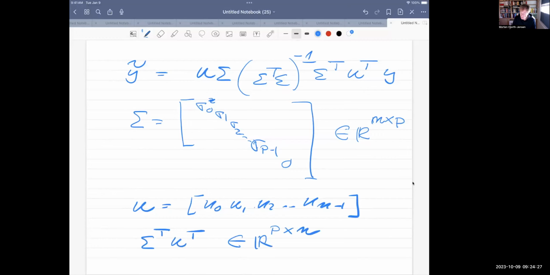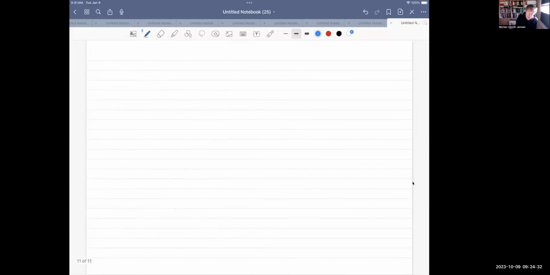So what we will end up with when we perform that calculation is a new matrix. This sigma transpose times U transpose is going to be given by a matrix which now has sigma 0 times U0. And keep in mind that every term U0 has length n. Then I end up with sigma 1 times U1, and this terminates at sigma p minus 1 times U of p minus 1. These are the only non-zero components.